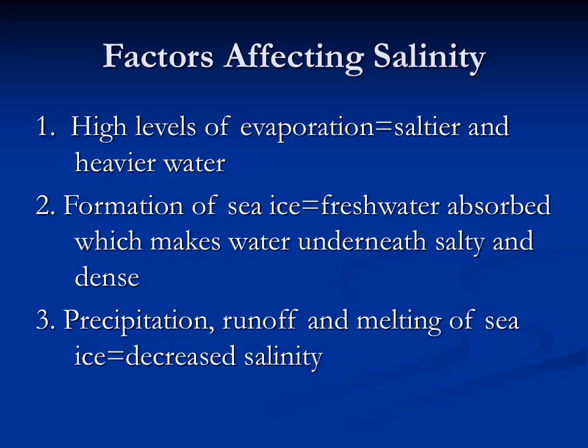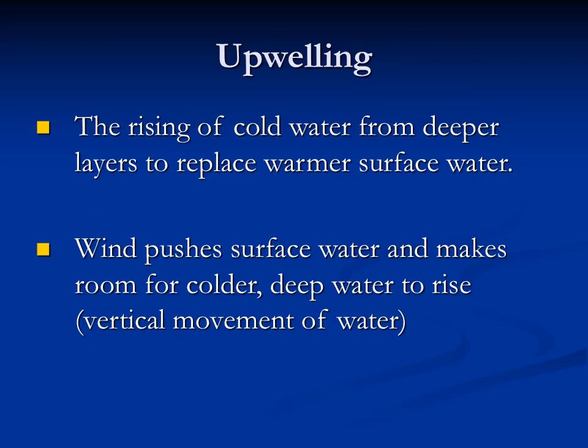And then precipitation, runoff, and the melting of sea ice. Precipitation is rain or snow or sleet or hail. Runoff is the water that's running off the surface of the earth into bodies of water. And then the melting of sea ice. Those three things are all fresh water. So when you have fresh water mixing with salt water, it's going to make it less salty. So the first two things make water more salty, and the third thing makes it less.